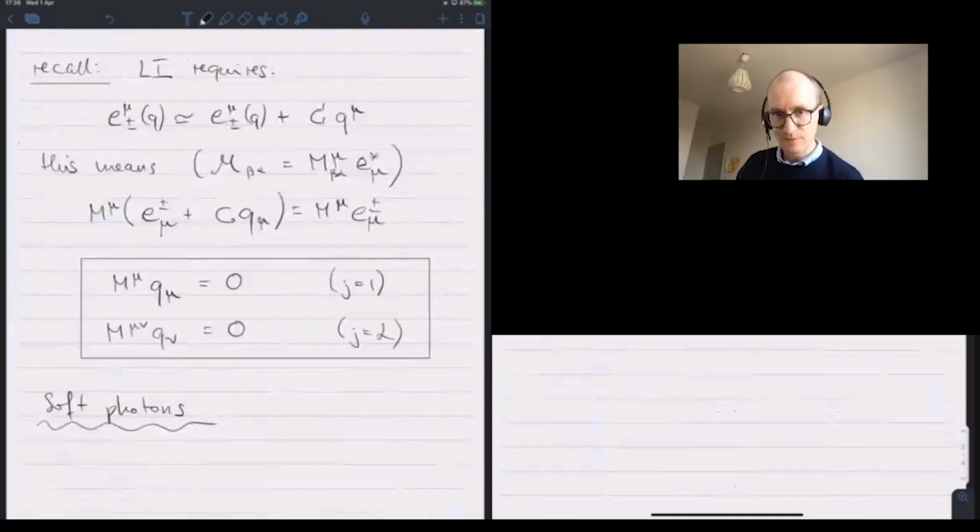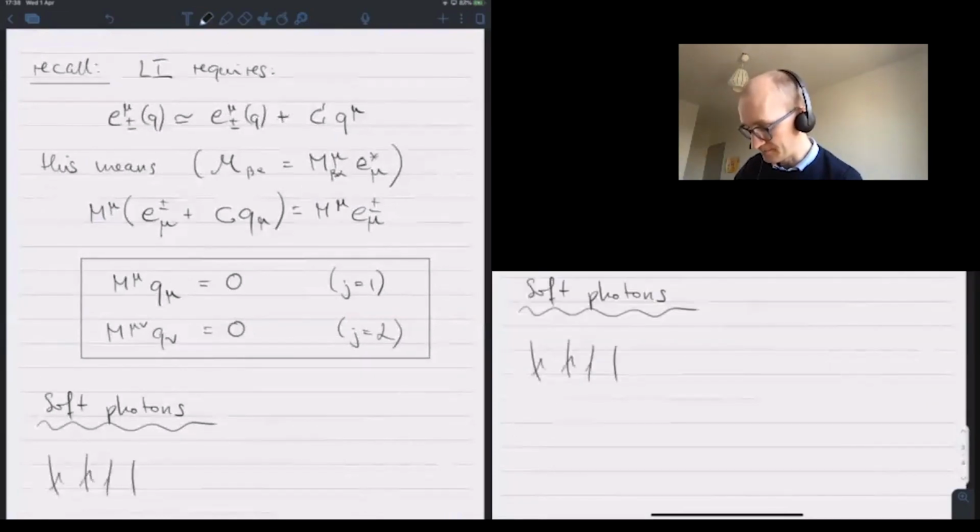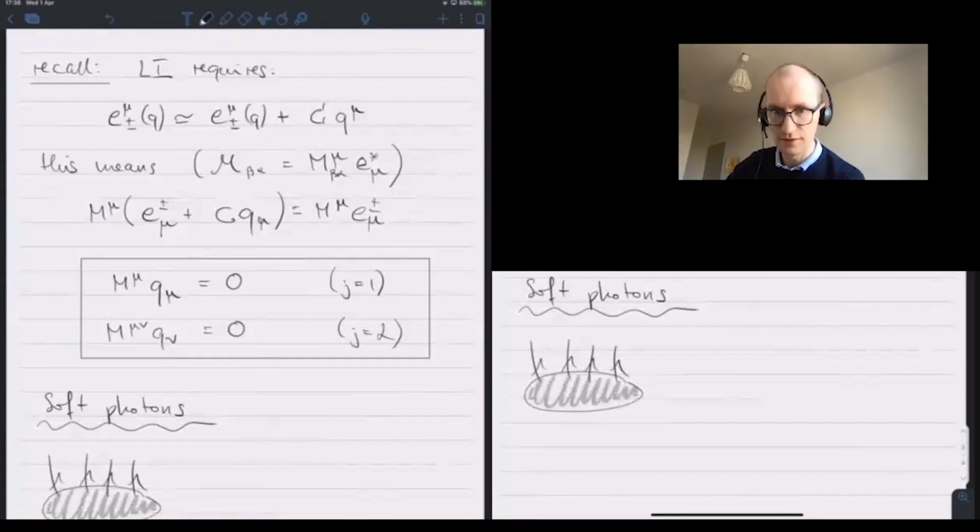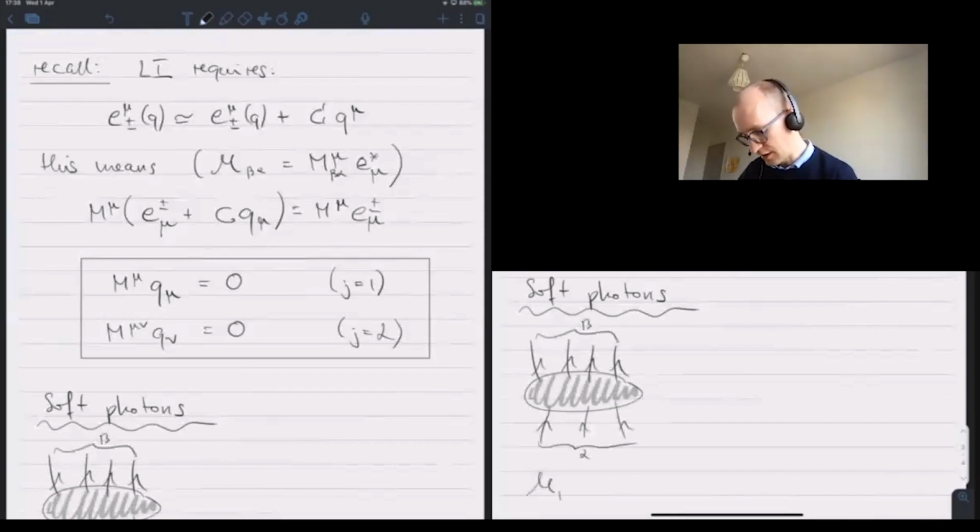Okay, but so good. So what we have is essentially our outgoing lines like that. We have our blob, the scattering process. We have our ingoing lines. We have alpha. We have this beta, and we call the amplitude M beta alpha, which depends on the set of momenta and spin labels, which I write like this.